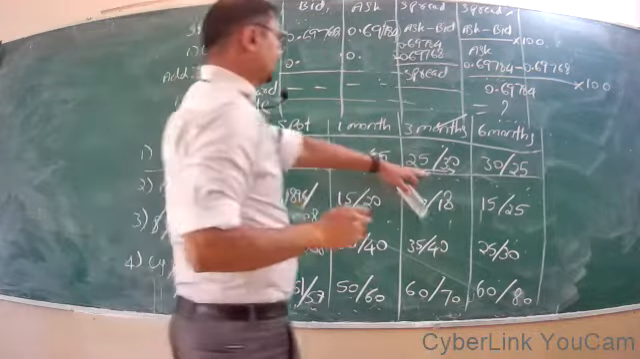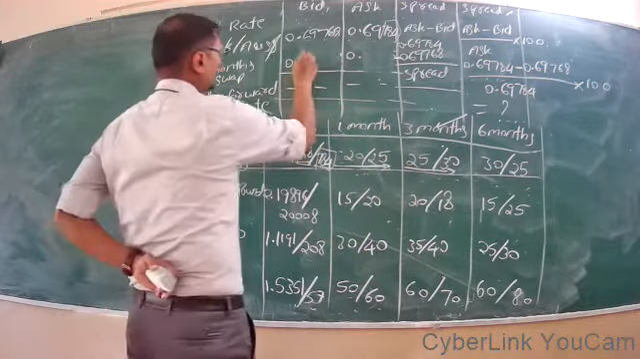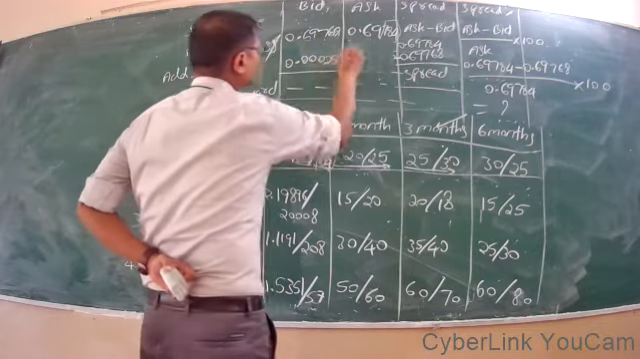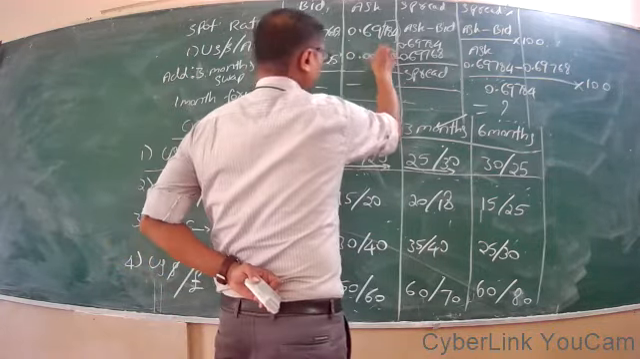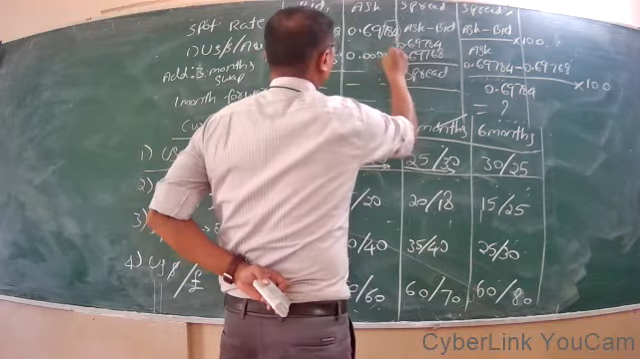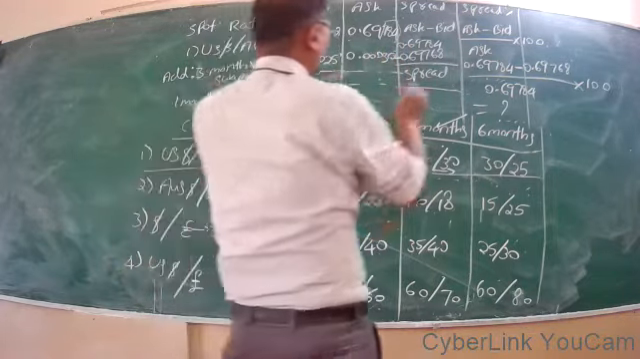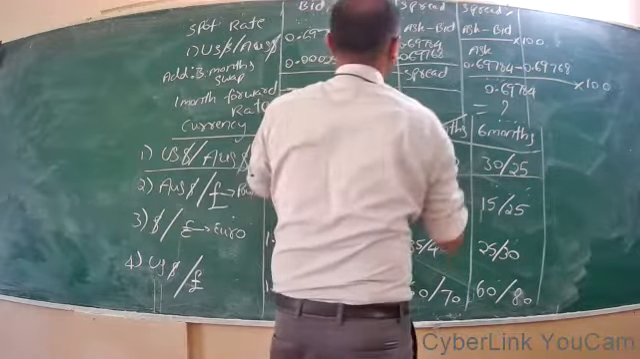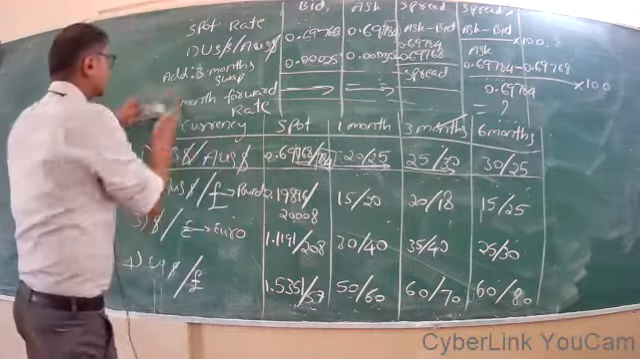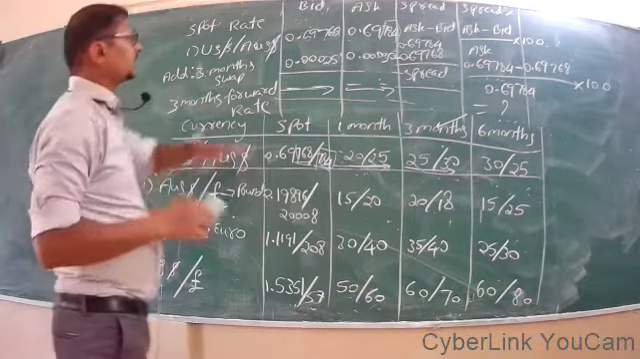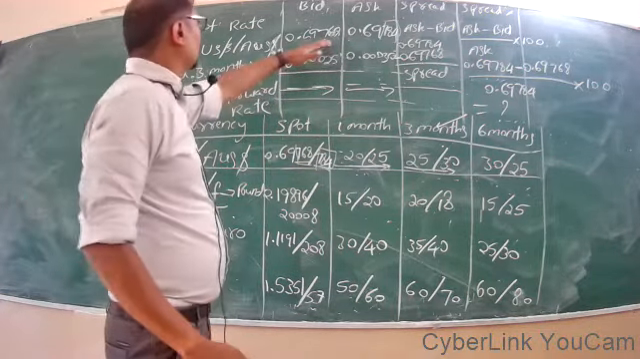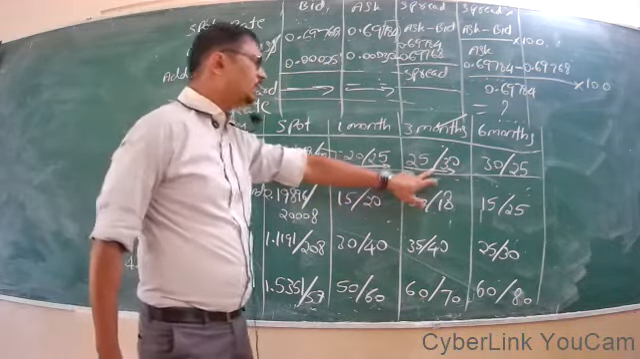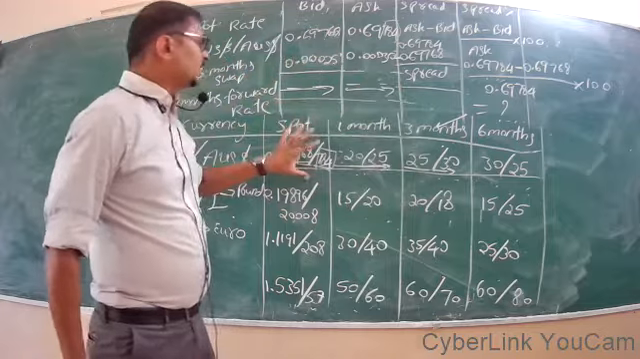It is given as 25/30. That's why we are adding 0.00025, 0.00030, right? Again, you have to calculate the spread. After calculating 3 months, see, quite easy. We are adding the 3 months swap point to the spot rate.